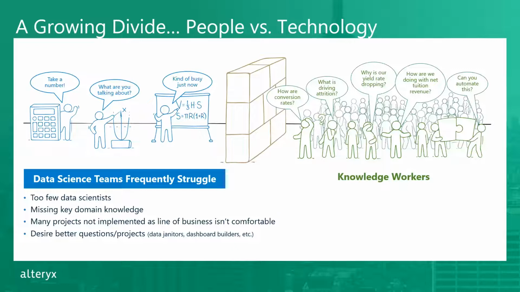One of the things is that there's a growing divide between people and technology. We find that most investments in higher analytic or data functions are focused on data science teams. These are very important teams, but there are too few data scientists to do all the data work and analytics that needs to happen. Many data scientists, while they have a strong background in coding, statistics and mathematics, may lack some of the key domain knowledge necessary to solve problems with data.